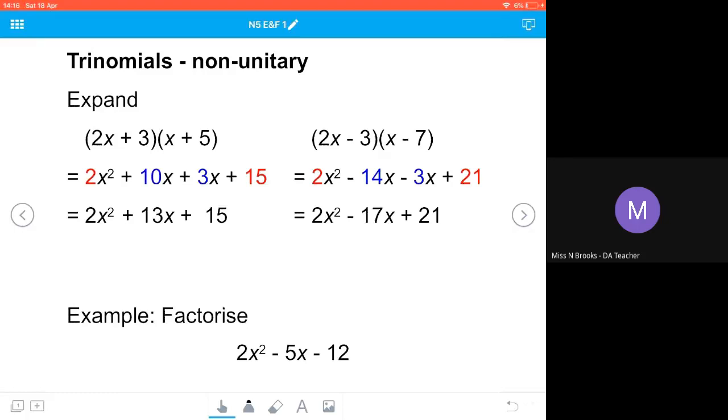So looking at the second example, again, the 2 and the 21, the red numbers multiplied together, give me what's called my magic number, which in this case is 42. And then I've got a positive term at the end, and a negative term in the middle, so I need two negative factors of 42 to give me the negative 17, and that happens to be negative 14 and negative 3. So let's have a look at an example.